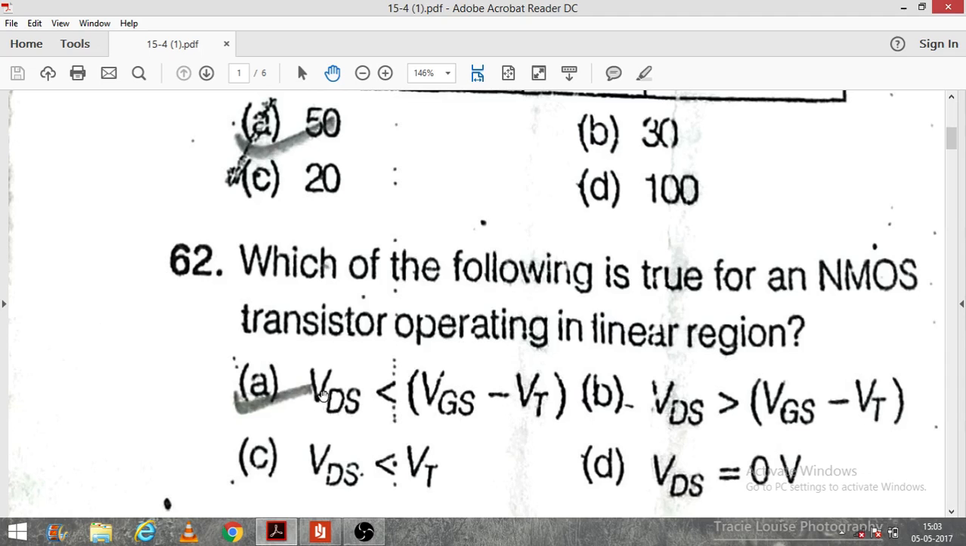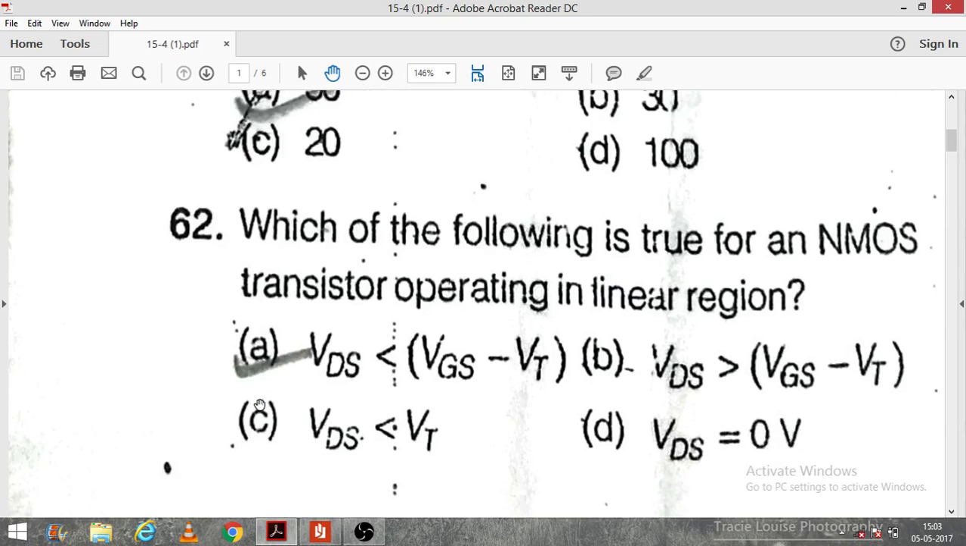Here, if VDS is less than VGS minus VT, then it is operating in the linear region, and if VDS is greater than VGS minus VT, then it is in the saturation region. So remember it, friends, there is no logic to these two things. This is the linear region and this is the saturation region, and the question is asking about the linear region, so option A is the right answer.